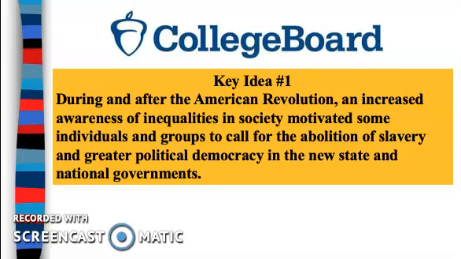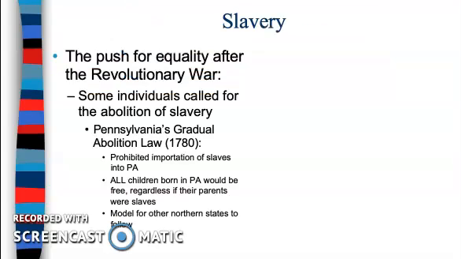Our first one says, during and after the American Revolution, increased awareness of inequalities in society motivated some individuals and groups to call for the abolition of slavery and greater political democracy in the new state and national governments. So what exactly does that mean? So first of all, when we look at equality after the Revolutionary War, we see that there is this push for the abolition of slavery.